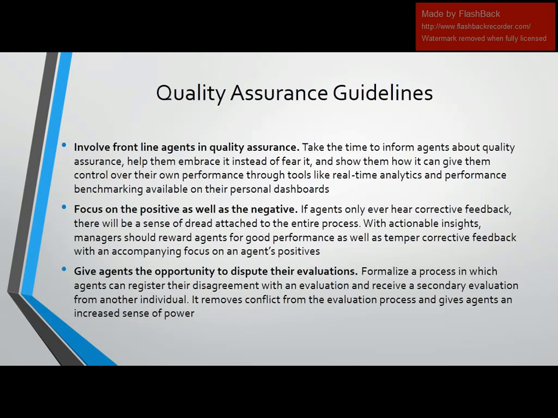It is very important to formalize a process in which agents can register their disagreement with an evaluation and receive a secondary evaluation from another individual. It is very important to remove conflict from the evaluation process and give agents an increased sense of power.